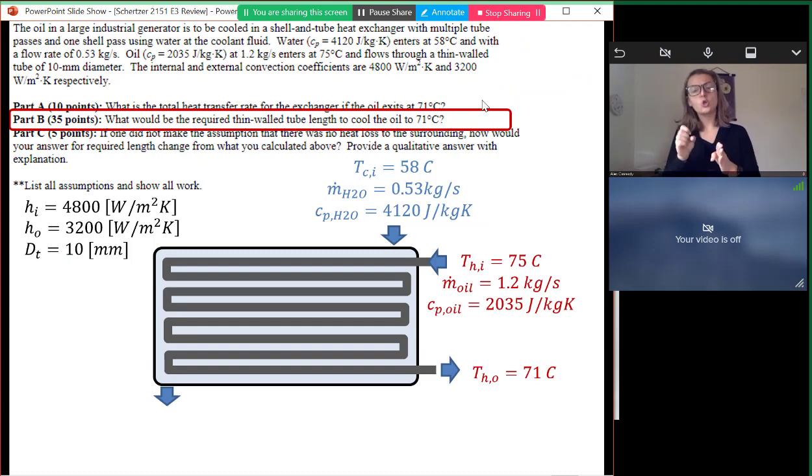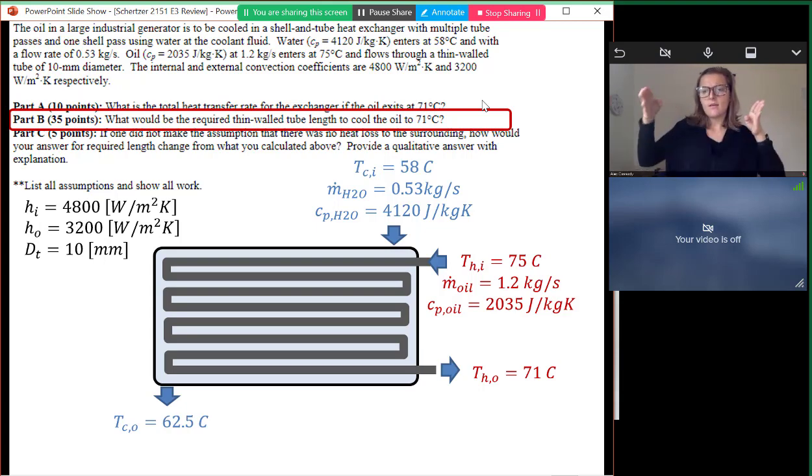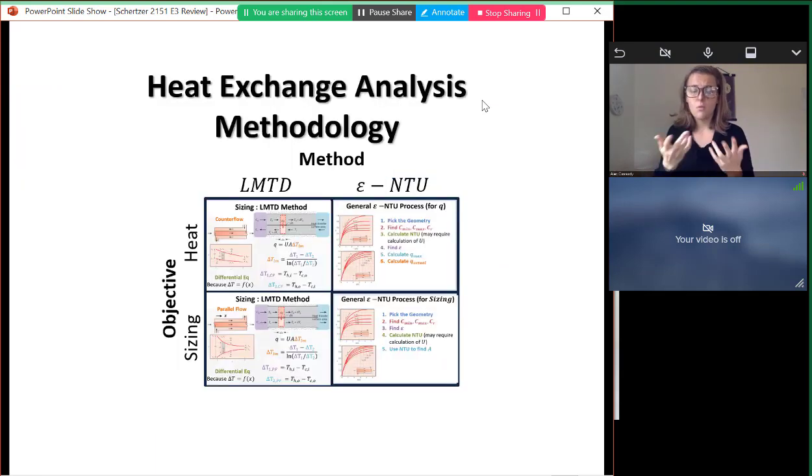Part B. What would be the required thin-walled tube length to cool the oil to 71 degrees? Now I'm going to update my sketch because I know the cold outlet temperature here. This part B is worth 35 of the 50 marks for this problem, and it's basically saying do a heat exchanger analysis. When I think about heat exchanger analyses, I think about this 2x2 matrix. Even if you don't draw this out, and I wouldn't expect you to draw something like this on your exam, I like to think about it this way.